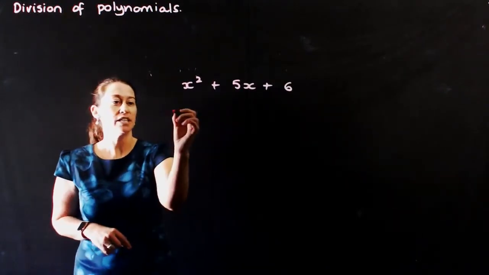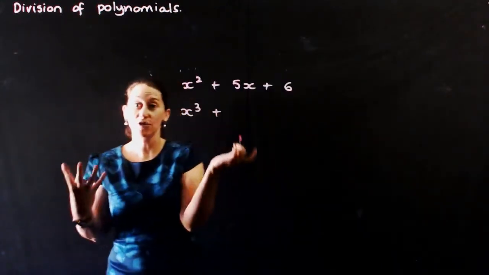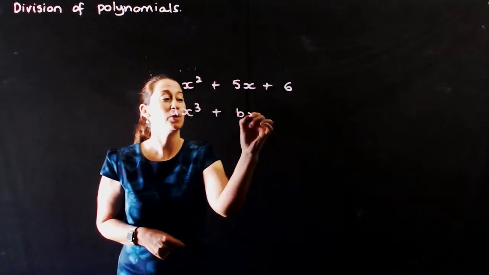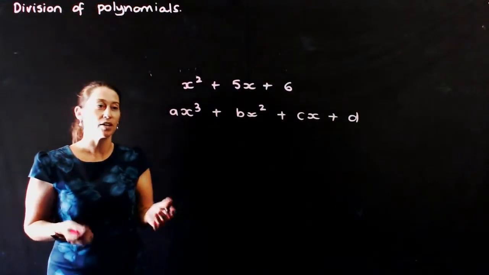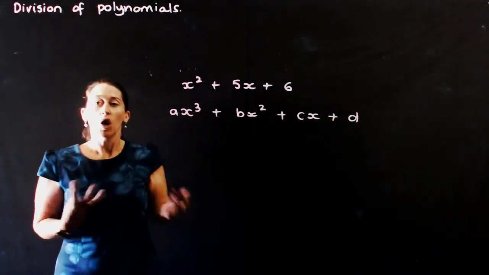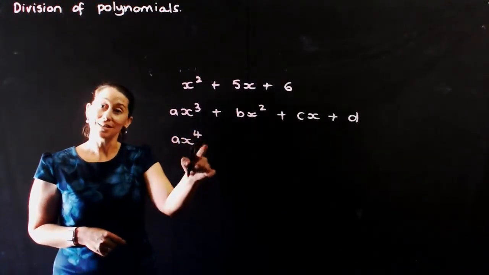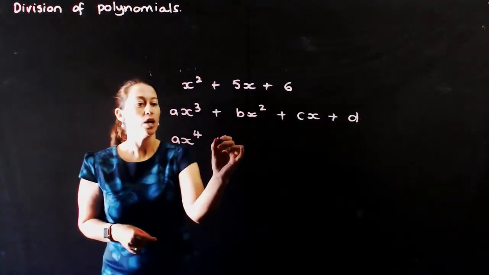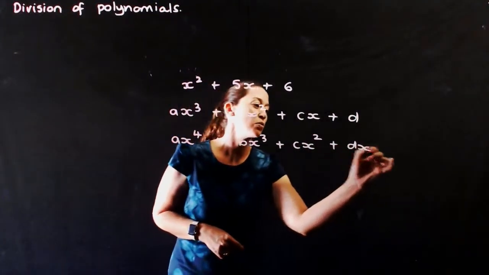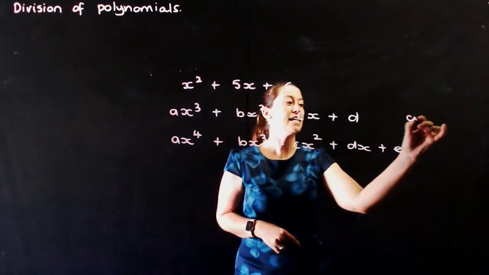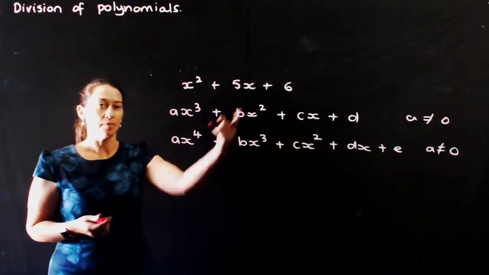A polynomial of degree 3 is a cubic. An example of a cubic is x cubed. Now let's do the general form: ax cubed plus bx squared plus cx plus d. That's the general form of a cubic, or polynomial of degree 3. A quartic is a polynomial of degree 4 where the leading term is the highest power, so that's ax to the power 4 plus bx cubed plus cx squared plus dx plus e. Obviously for each of these, a cannot equal 0, otherwise you wouldn't have that leading term. And similarly for this one.